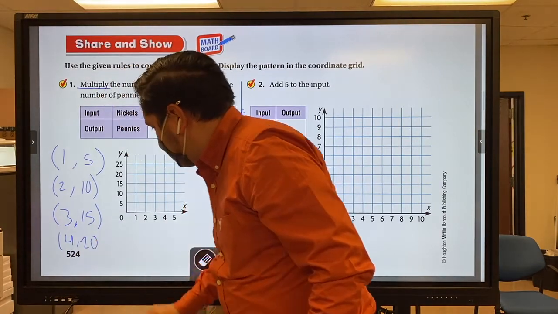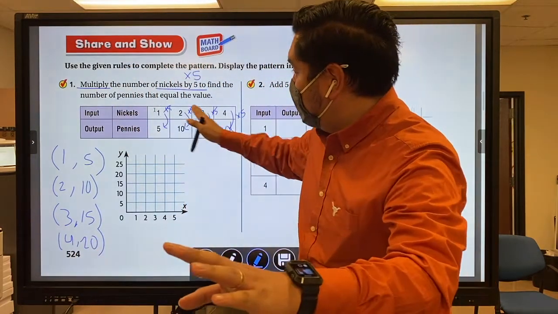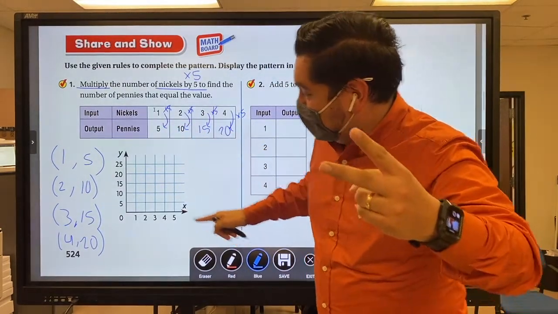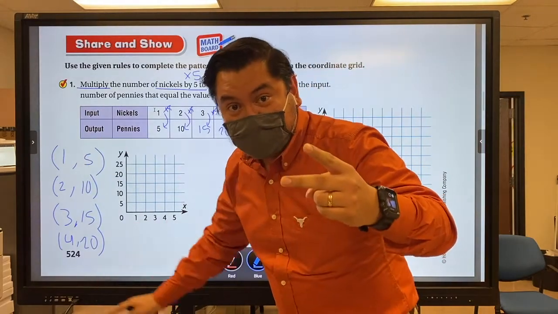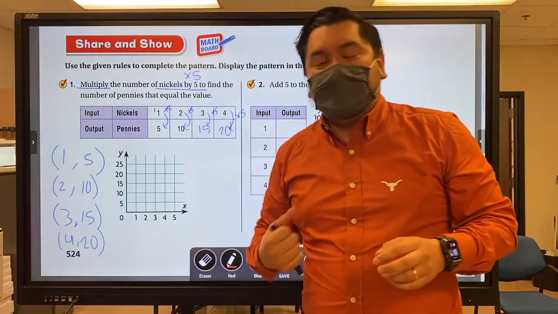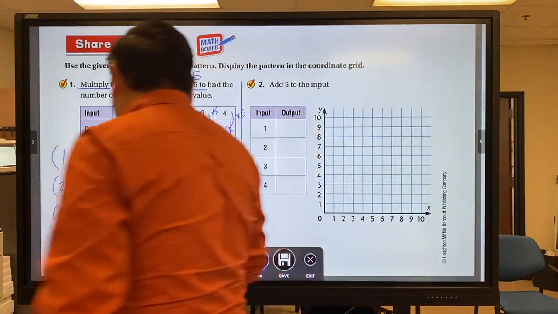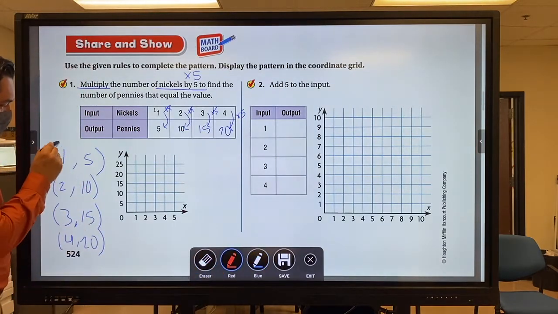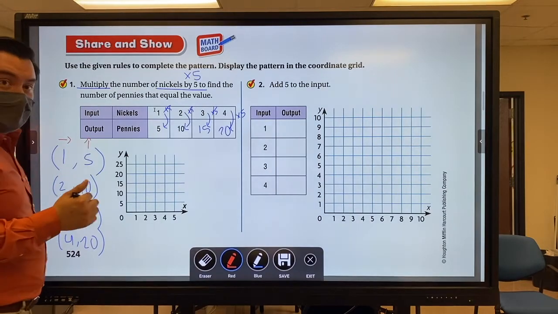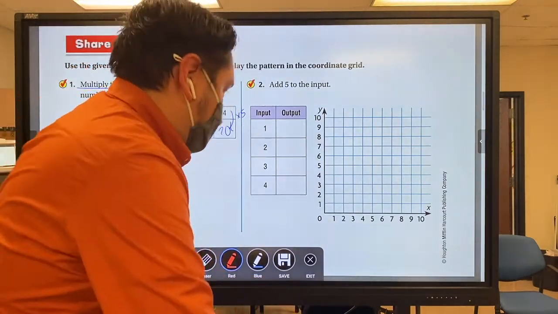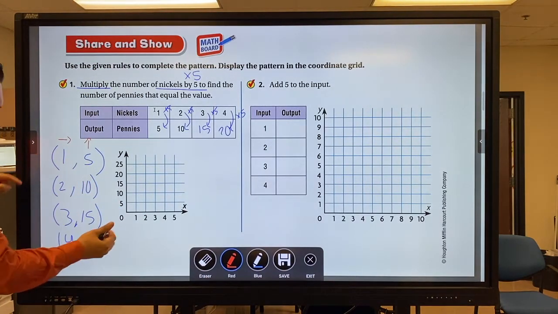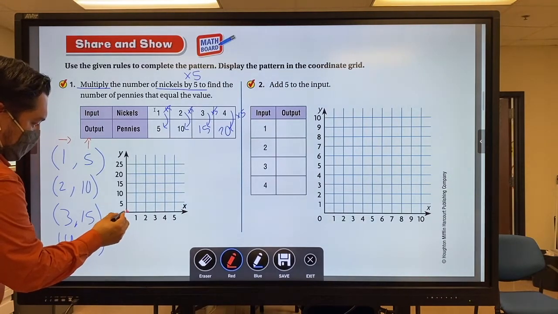So the first thing we did is we filled up the input-output table. The second thing we did is get the order pairs. And guess what? The last thing is just gonna take those order pairs and plot them on my coordinate grid. Remember, the first number moves to the right, and the second number moves up, because this is the x value, and this is the y value. So 1, 5, starting at the, here.